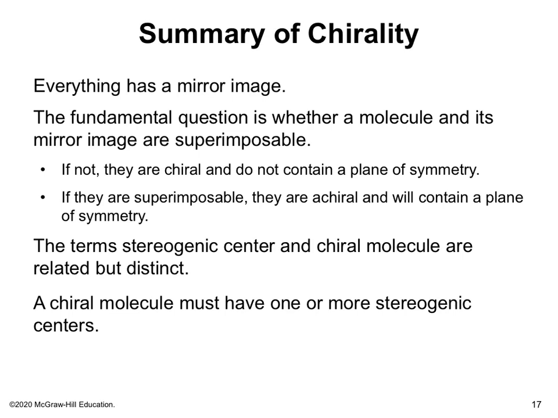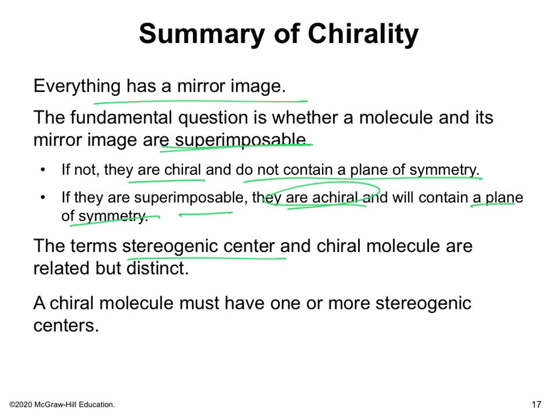So the summary of chirality: everything has a mirror image. Whether it's superimposable determines whether you have a chiral compound or not. If there's not a plane of symmetry, then they're chiral. If they are superimposable, they have a plane of symmetry, which makes them achiral. Stereogenic center and chiral molecules are related, but they're different. A chiral molecule must have one or more stereogenic centers, so you have to have at least one.